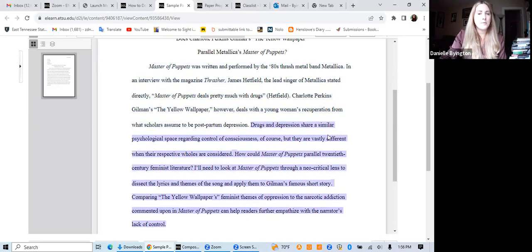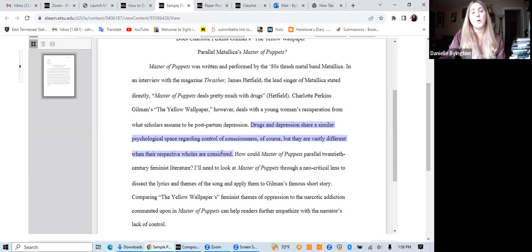Okay, and now we're in the middle. We're at that part where we're starting to talk about the actual topic. And in this case, that means we're talking about drugs and depression share a similar psychological space regarding control of consciousness, of course, but they are vastly different when their respective wholes are considered.